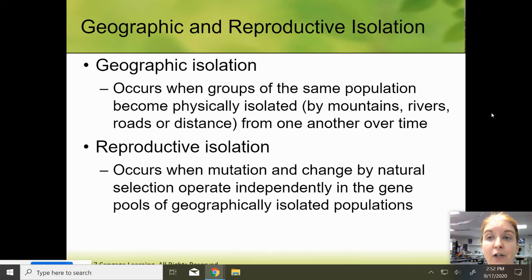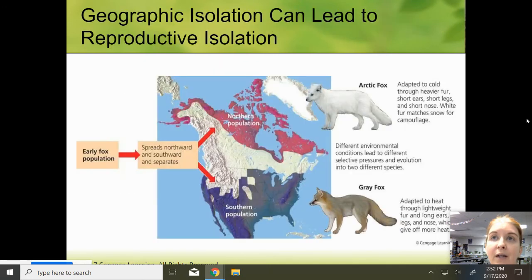Reproductive isolation occurs when mutation and change by natural selection operate independently in the gene pool of geographically isolated populations. So once you are reproductively isolated, that is the definition of a new species, but it can happen through a couple ways. And like I said, one of them is geographic isolation.